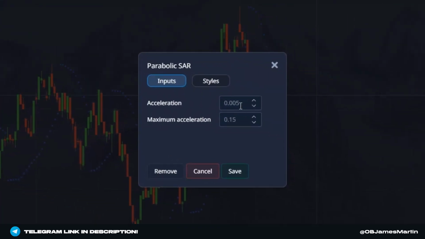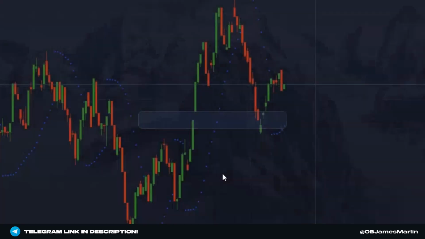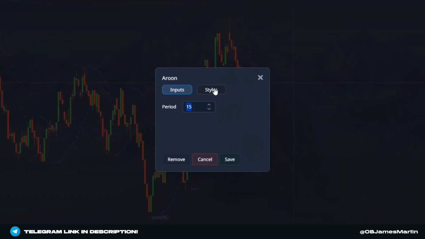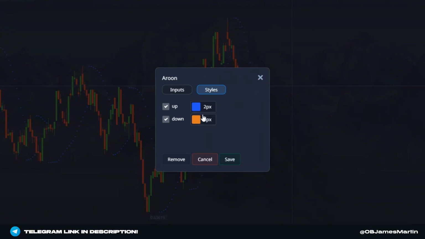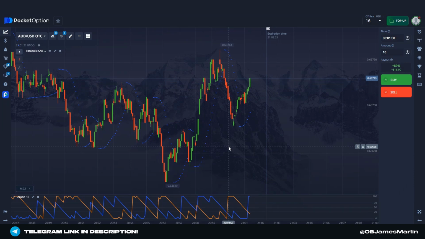So we're going to use 0.005 acceleration and 0.15. And the color is up to you, if you want to use blue or another one. Aroon, we're going to use 15 periods and the style blue and orange. As you can see, my friends, the settings are really simple. Even if you have already tried these indicators, I recommend that you understand how this trading system works.